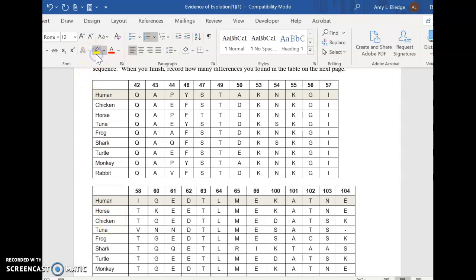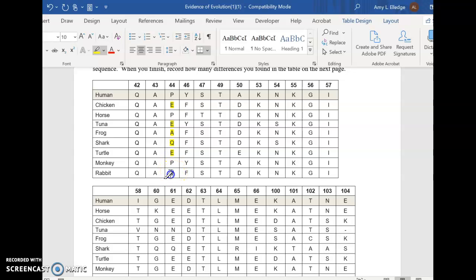So what you're going to do is take your highlight tool and compare everything to humans. Looking under 42, everything has a Q, so don't do anything. 43, everything has an A. But when we get to 44, some of these organisms have different amino acids than the human. And so we're going to highlight any differences. So anyone that has something different than a P, we're going to go ahead and highlight that difference. Anything that's not a P.